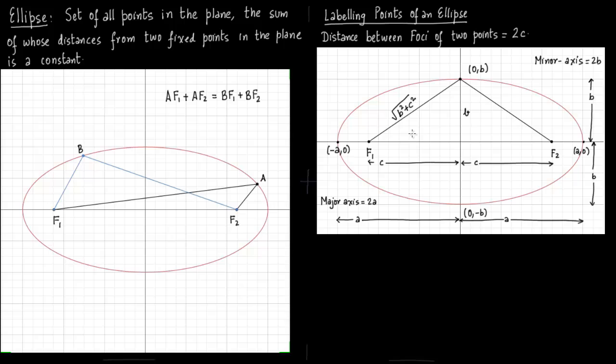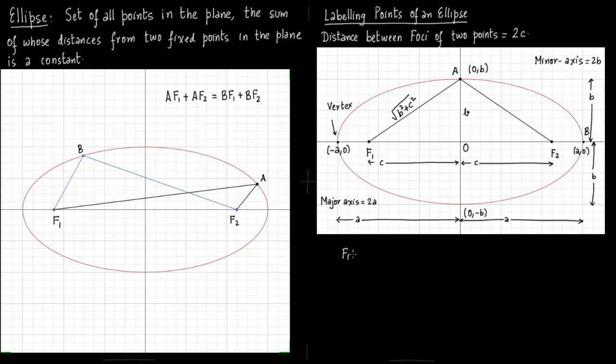Now the length of this segment is the square root of b square plus c square because we have a right angled triangle here. So minus a, 0 is called the vertex. We have the origin right here. Our objective is to compute c in terms of a and b. So I have labeled points A and B in the figure.